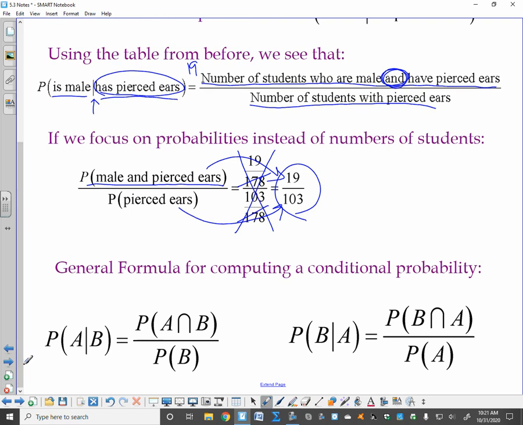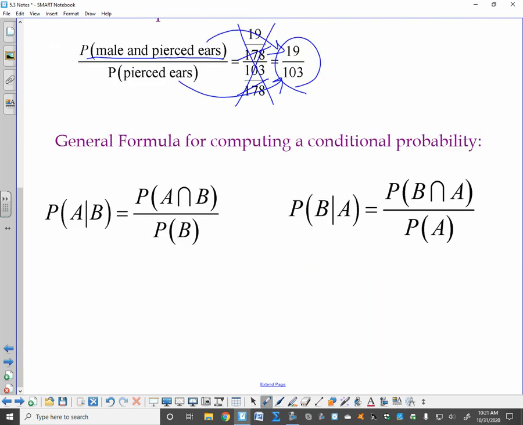Okay, so here are your formulas. The probability of A given B is the probability of A intersection, or and, B over the probability of B. The probability of B given A is the probability of B intersection A over the probability of A. So the top is the probability that they both happen together. The bottom is the probability of your given.